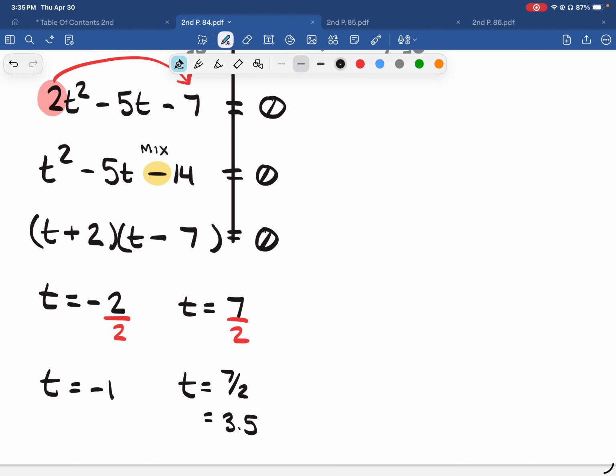However, this t stands for a time. Well, the rocket can't be in the air for negative 1 seconds, but it can be in the air for 3.5 seconds. So the correct answer is really just 3.5.